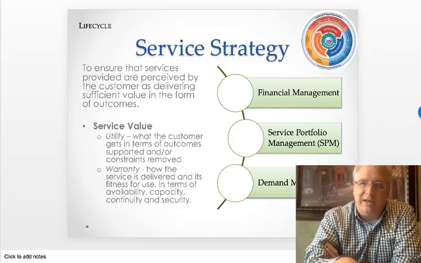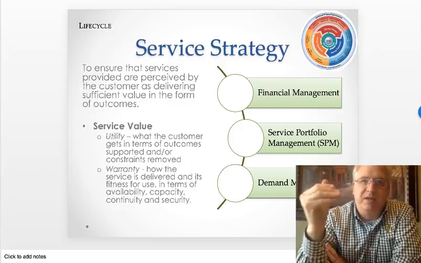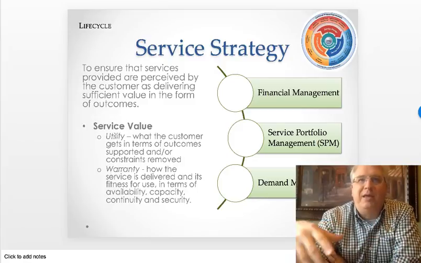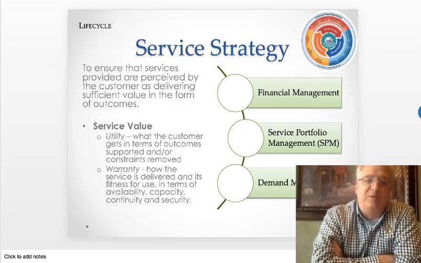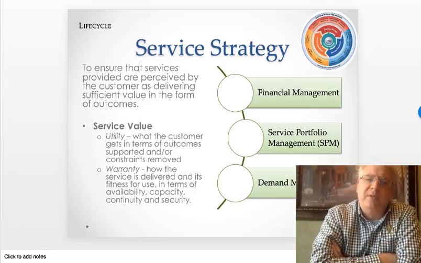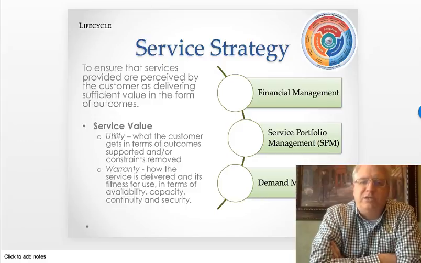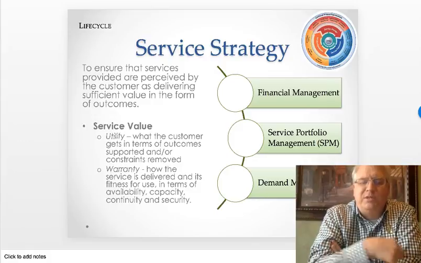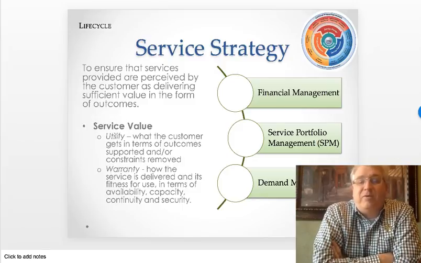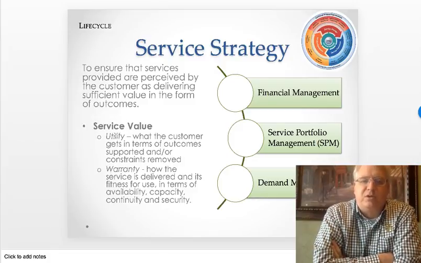Warranty is how well it does what it's supposed to do. So utility is what is it delivering. Warranty is how well is it doing it. A 2-hour delay in sending email would be considered unacceptable, and so the service value would be low. Those are how those two things work together, and it's a key concept within service strategy. There's a couple of particular process areas: financial management, portfolio management, and demand management. I'm not going to spend a lot of time on any of these. I just want you to see some of the types of processes that occur within each of these areas, and I may point out a couple of them that I find particularly interesting.